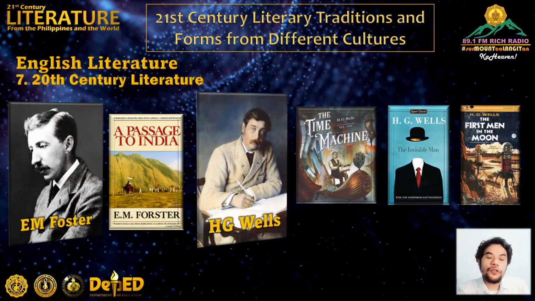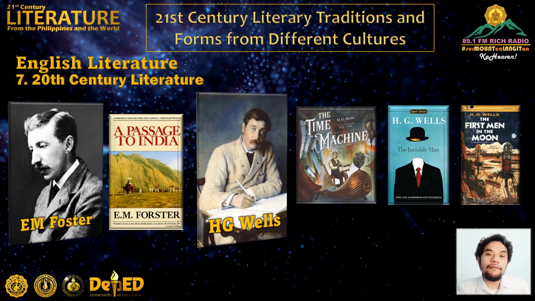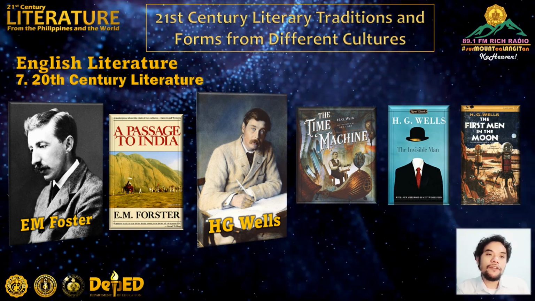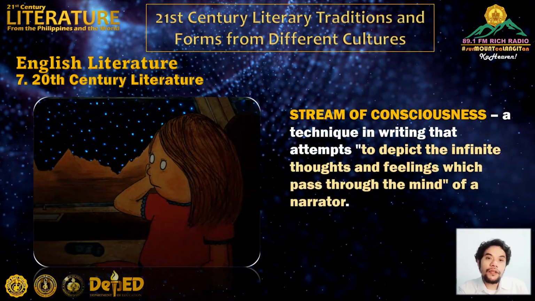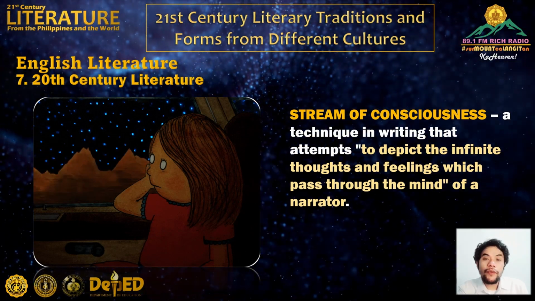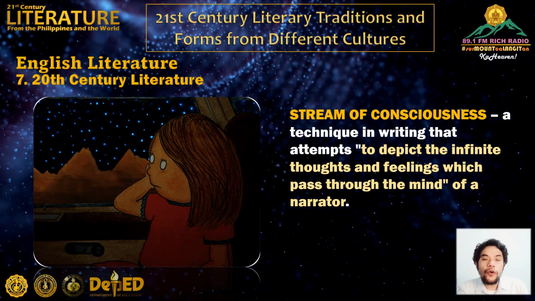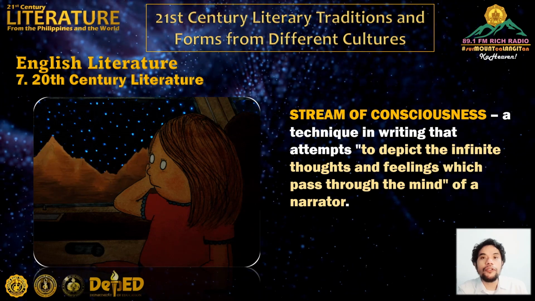Some prominent contributions to the 20th century literature were E.M. Forster's A Passage to India, H.G. Wells' The Time Machine, The Invisible Man, First Man on the Moon, to name a few. It was also during this period when stream of consciousness literary style emerged, which we have already come across in our previous study session of world literature, historical development, particularly in modern literature or literary modernism.